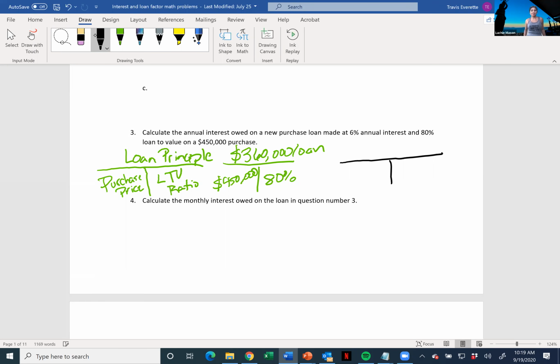Yes. So I can take my $360,000 loan amount and multiply that times the 6% annual interest rate. That gives me $21,600 in annual interest.